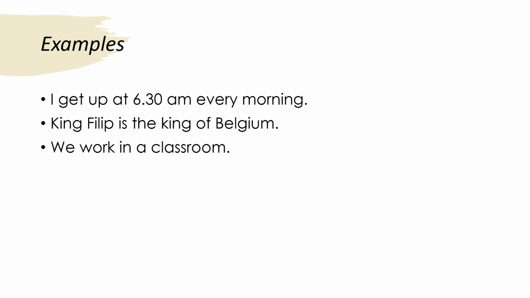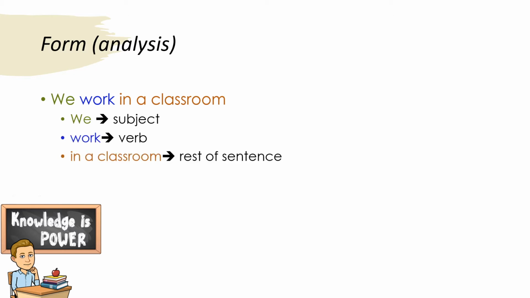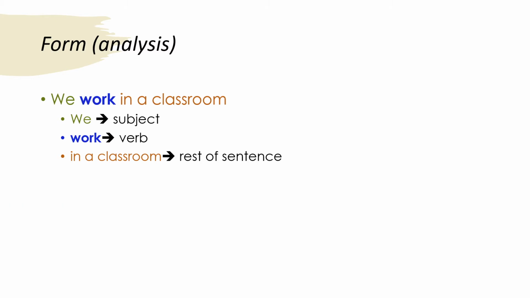So let's take a look at the last one. We work in a classroom. If we analyze this phrase, we notice the following. We is the subject, work my verb, and in a classroom is the rest of the sentence. For now, it is important that we focus on the verb. In this case, the verb is work, which comes from the infinitive to work. We need this info to continue.